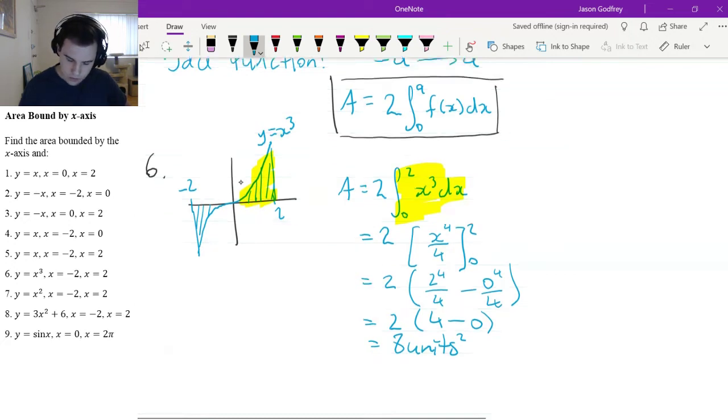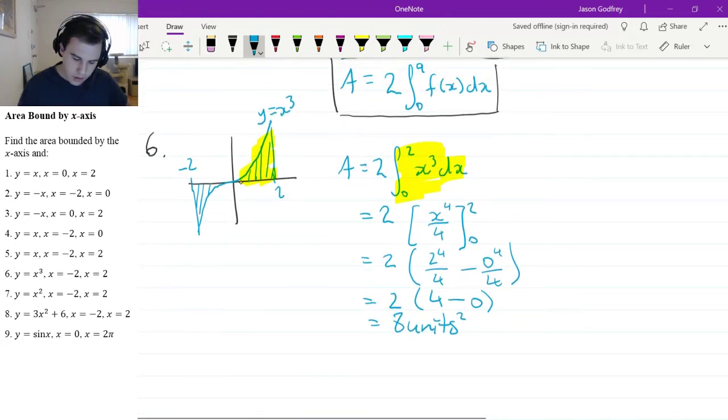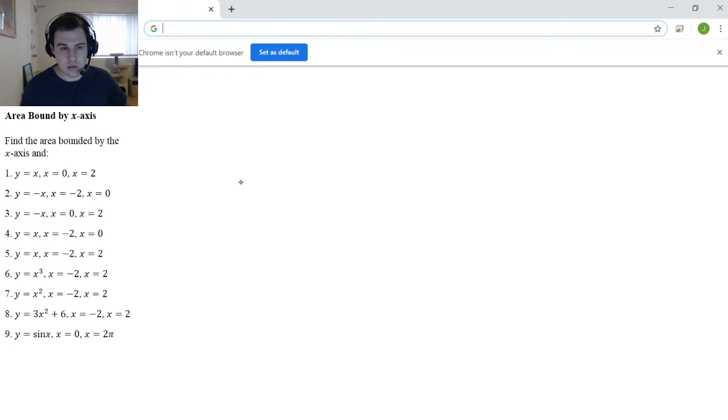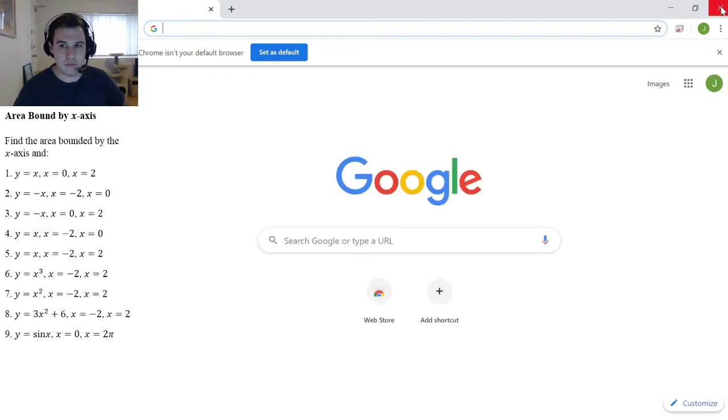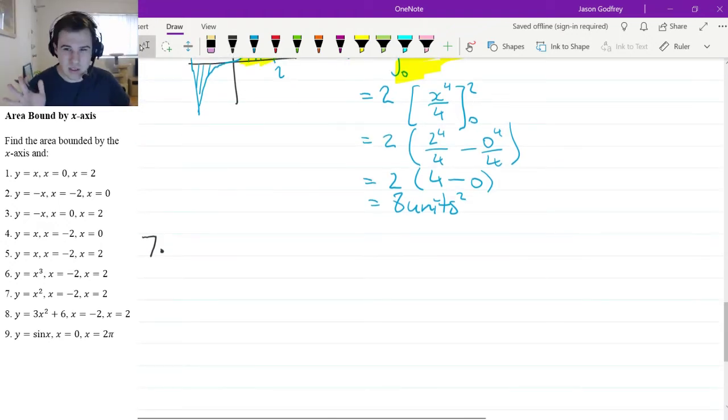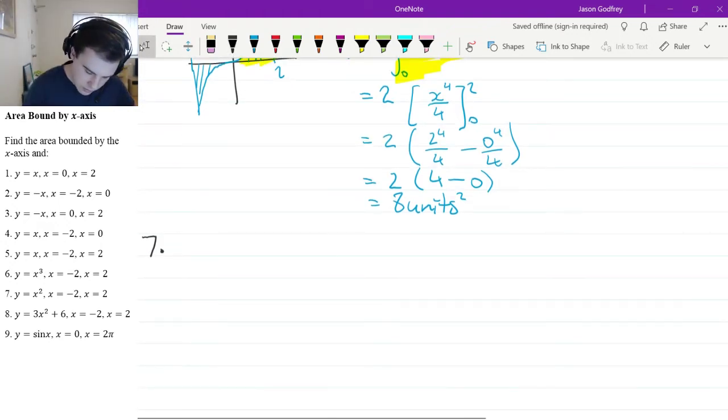Alright, so question 7 is x squared, so that's not an odd function, it's another special type of function, it's an even function. So let's just have a look and see if something similar or different happens with even functions as with odd.